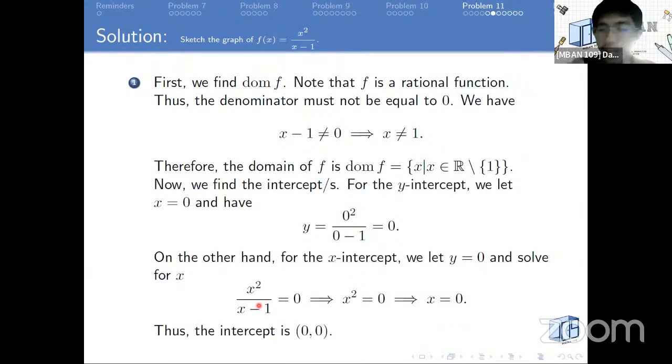So therefore, we can multiply both sides by x minus 1. So this implies that x squared equals 0 or x equals 0. So ang intercept natin ay (0, 0). So isa lang intercept natin. Next.